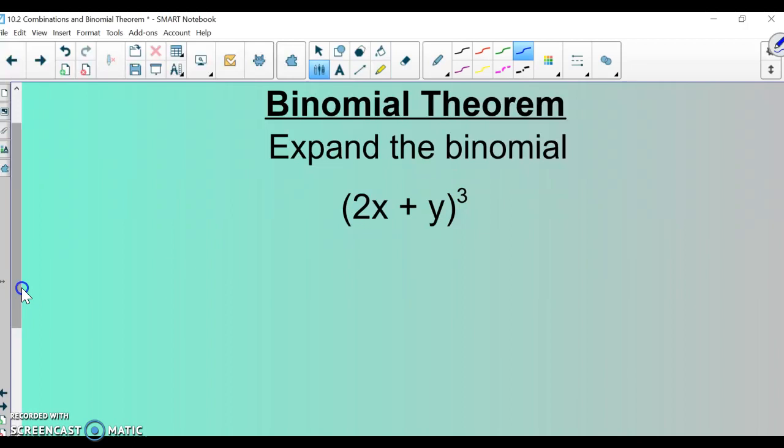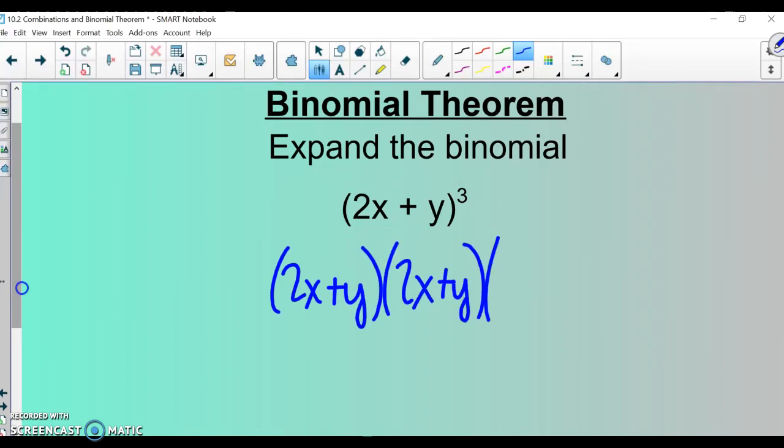Instead, remember, what it means to cube something or to take something to the 3rd power is to multiply it by itself 3 times. And then what you would do is you would FOIL 2 of them together and you would get that answer. And then you would combine like terms if there were any. And then you would take that and you would multiply it by the 3rd one.